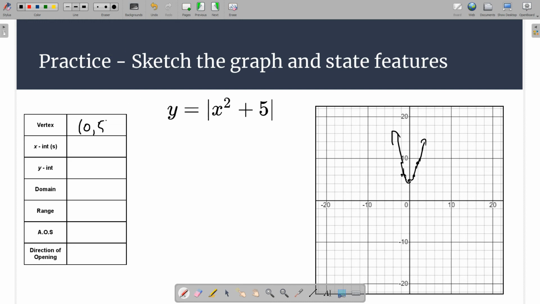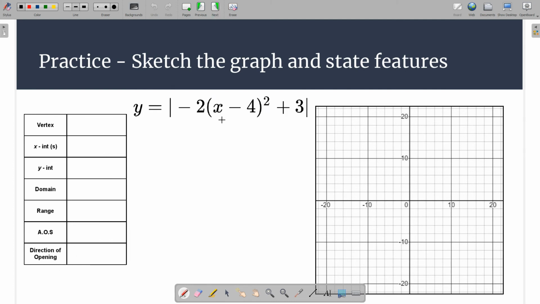So this is 0, 5. There's none. My y-intercept is 0, 5 because the y-intercept and the vertex are one and the same. Domain, x is real. Range, y is greater than or equal to 5. X equals 0 for my axis of symmetry because that's where I can cut it evenly in two. And the direction of opening is clearly up. Let's go through another one.